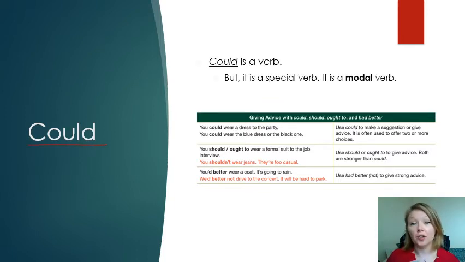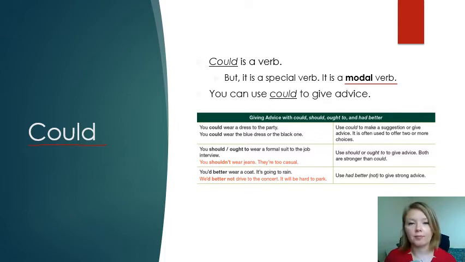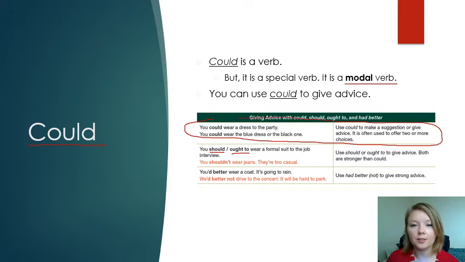Could is a verb, but it is a special verb. Could is called a modal verb. Modal verbs are verbs that are often used to give advice. Should and ought to are also modal verbs. Let's have a look at the examples here in the chart. You could wear a dress to the party. You could wear the blue dress or the black one.